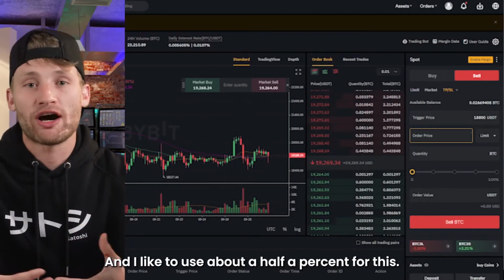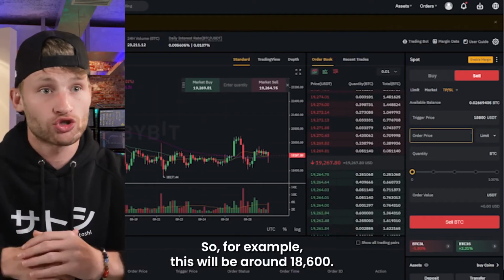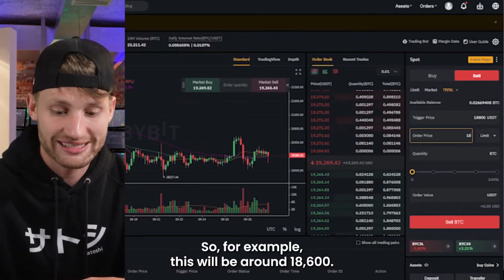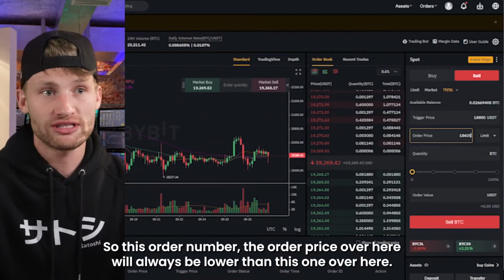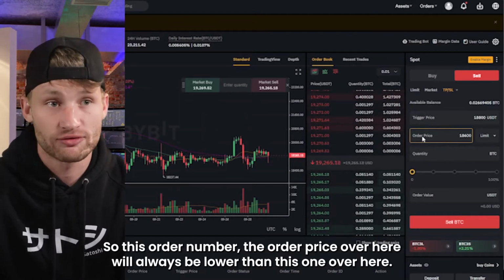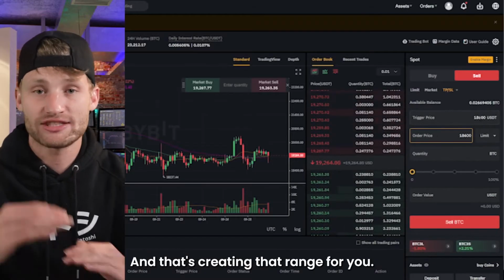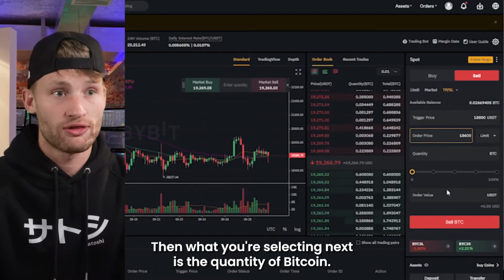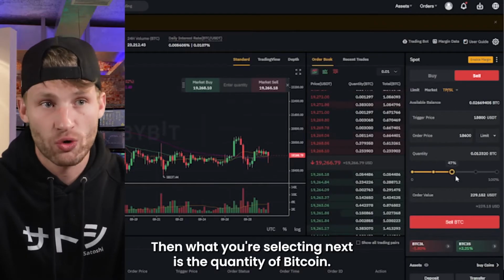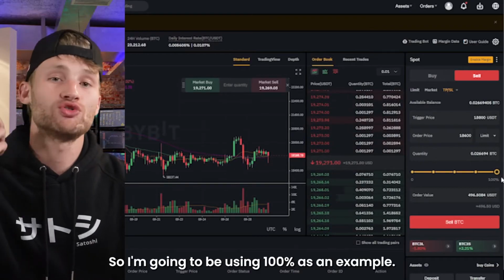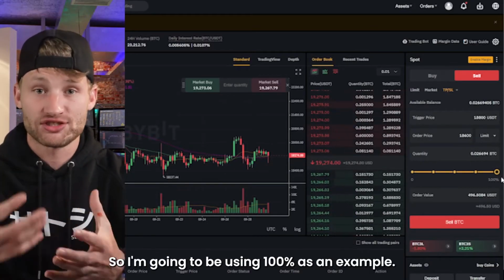I like to use about 0.5% for this. So for example, this will be around 18,600. So the order price over here will always be lower than the trigger price over here. And that's creating that range for you. Then what you're selecting next is the quantity of Bitcoin. So I'm going to be using 100% as an example.